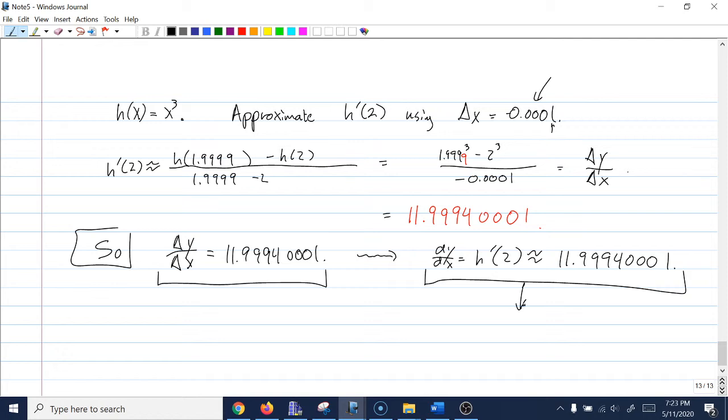This number is so close to 12, this makes me guess that dy dx is probably exactly 12. Once I know the derivative is exactly 12, I should say that delta y delta x's are probably going to be about 12, and sure enough they are.